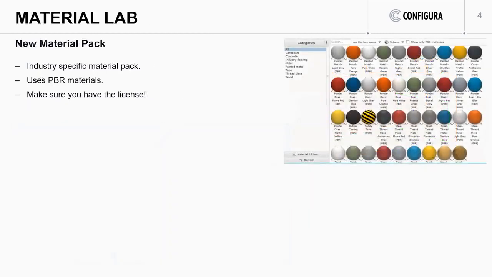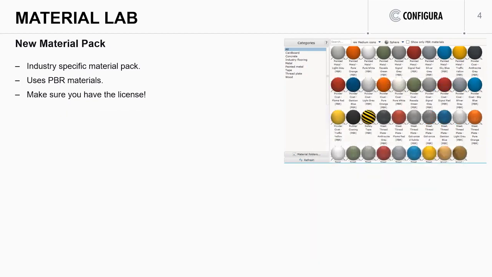Okay, moving on, we have material lab. We've actually talked about targeting to release new PBR material packs for each industry. We have CI, we have kitchen and bath, we have material handling, and now we're rolling out a PBR material pack for the material handling industry. This uses PBR materials. If you want to use it, please make sure you have the license for this PBR material pack. You can look it up on the marketplace, then you should be able to find the material pack for material handling.